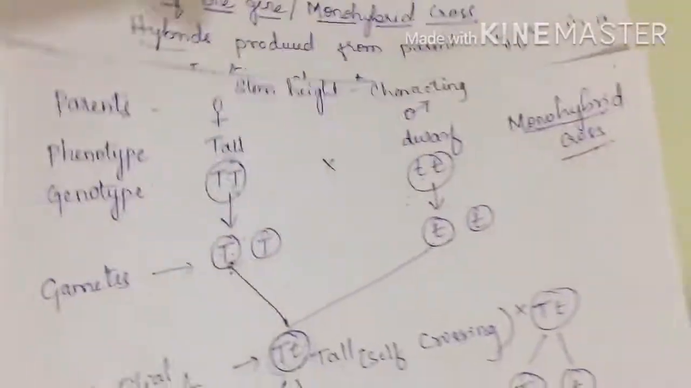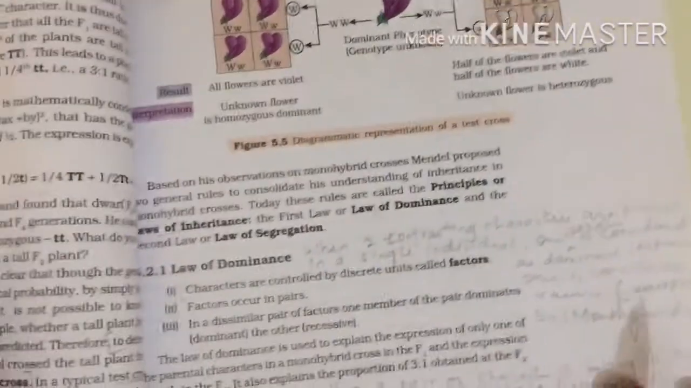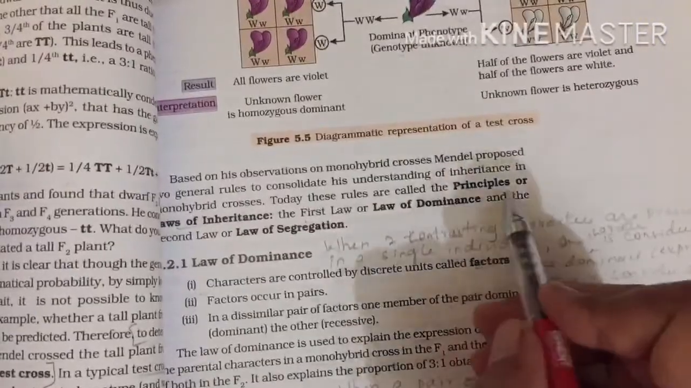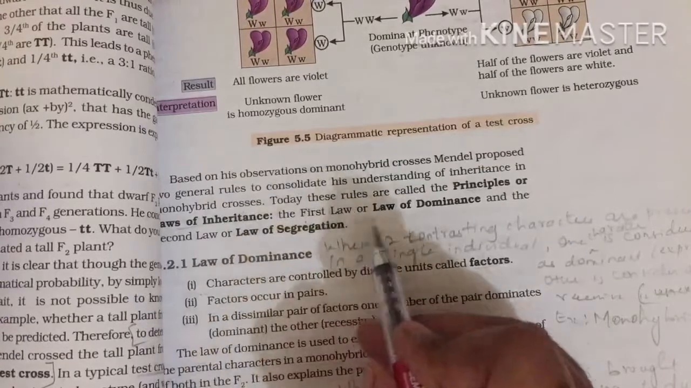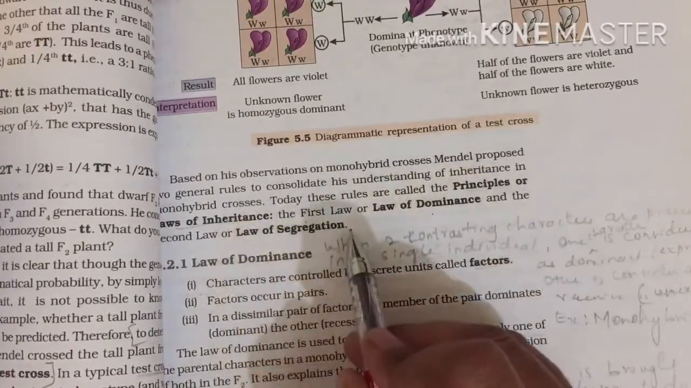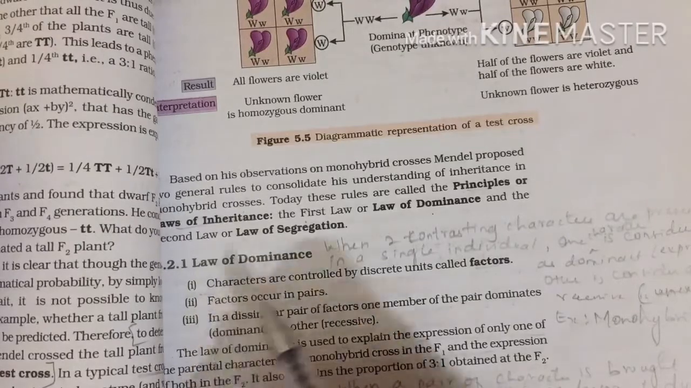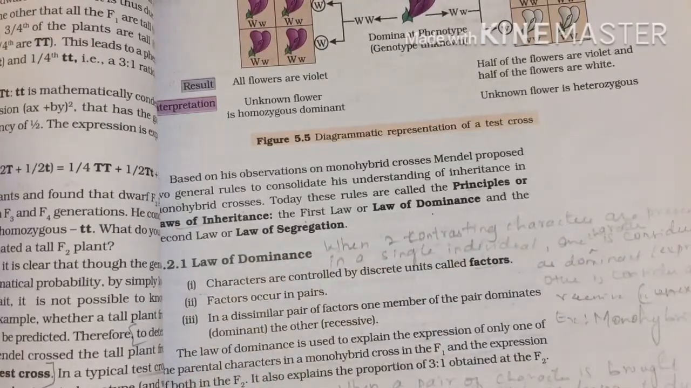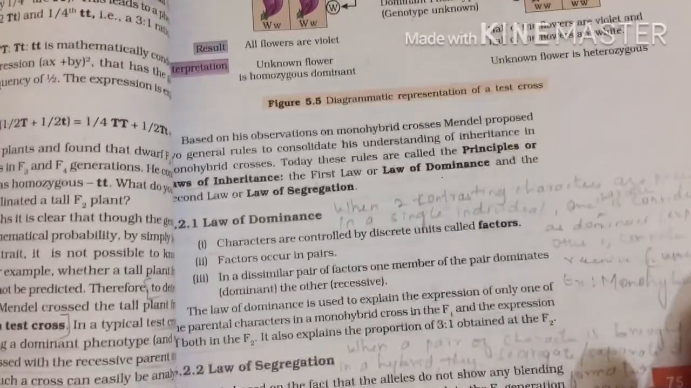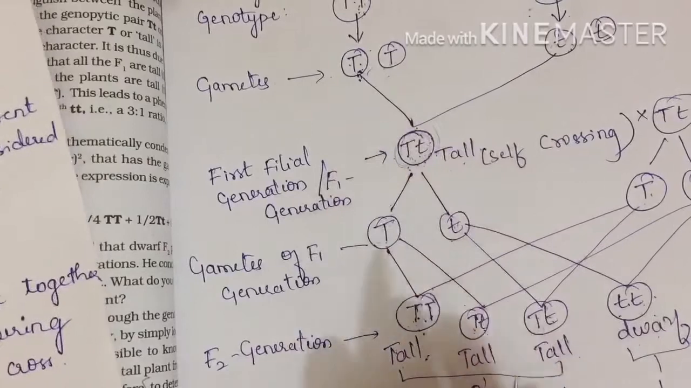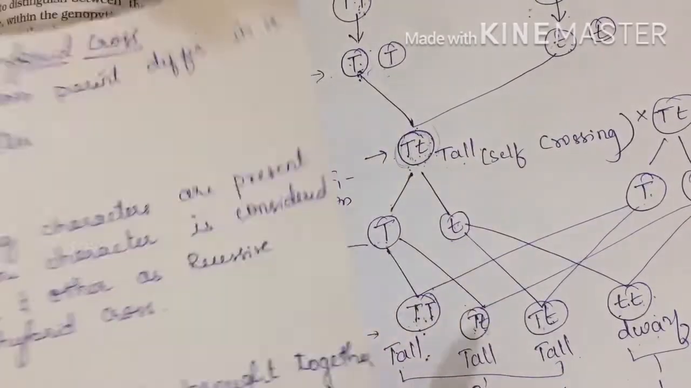The definitions which I gave, it's not necessary that you write only those. In your textbook on page number 75, you have principles or laws of inheritance. The first law is the law of dominance, and the second is the law of segregation. These are the true laws. For the law of dominance they have given 3 points that you can write, and for the law of segregation, you can write what they have given too. Both are there, you just go through. The definitions I gave, you can write if you want, and the cross is similar. If you write and practice this cross, it will be very easy rather than going through the textbook and getting confused.